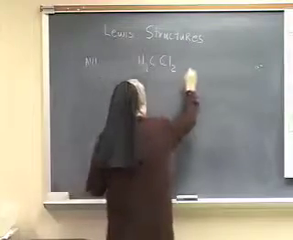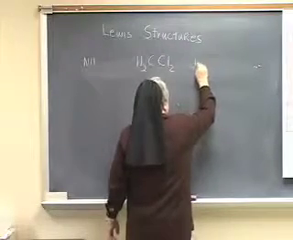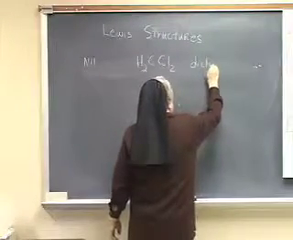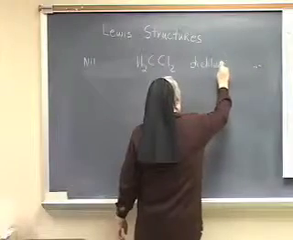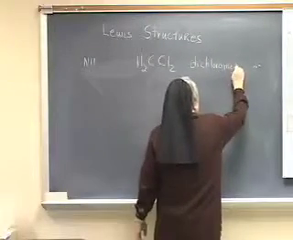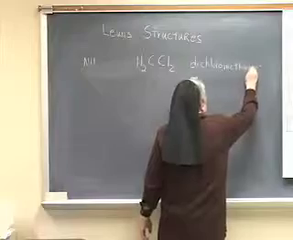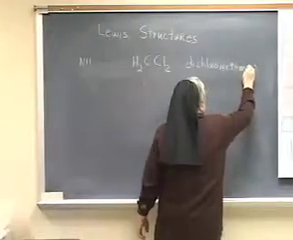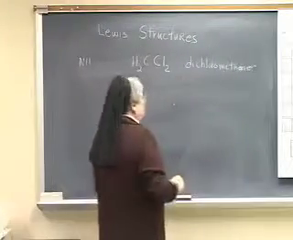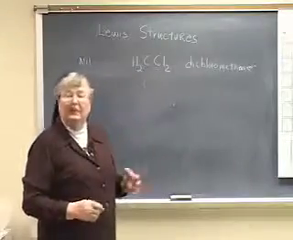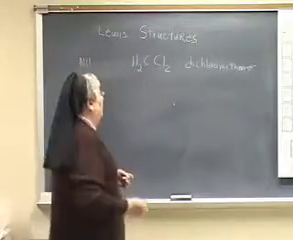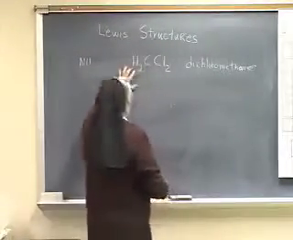And that is dichloromethane, or methylene chloride. You don't have to know the name of this compound, but it's a covalent compound. And so we quickly get the total valence electrons.